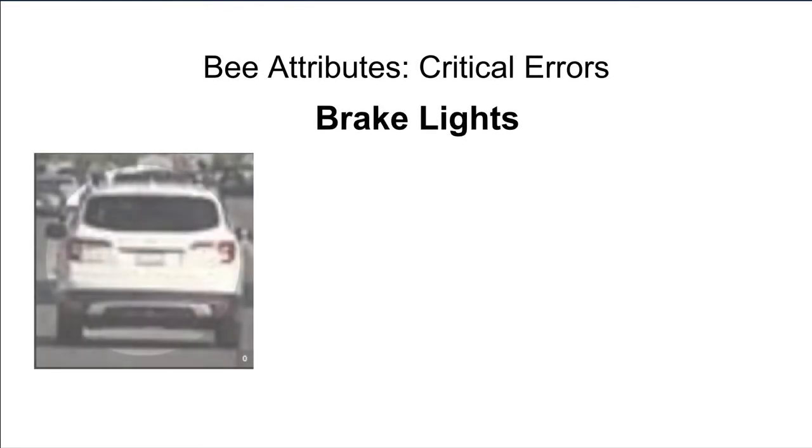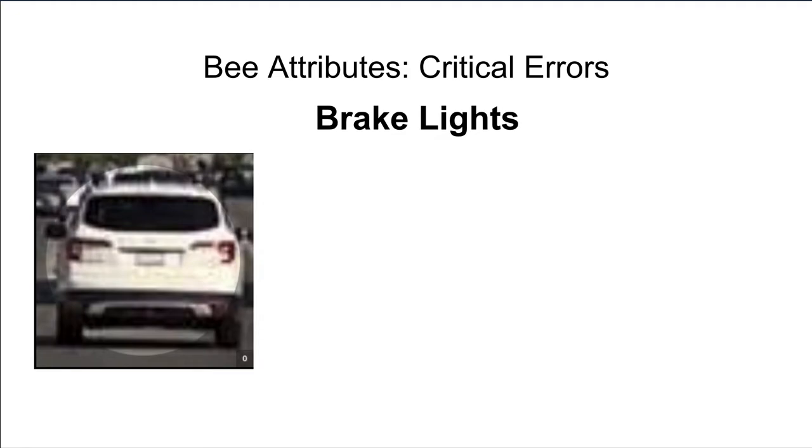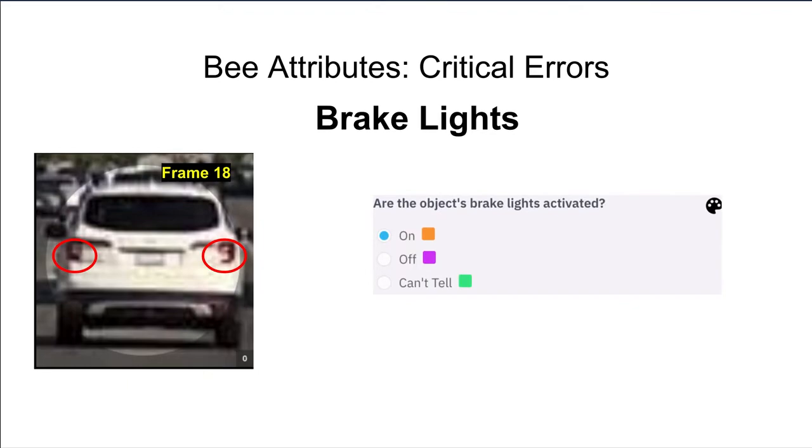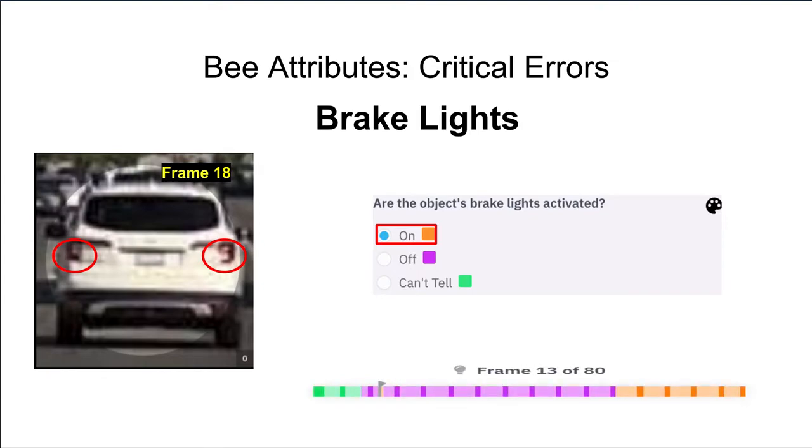So some critical errors with brake lights. If you see a vehicle's brake lights that are not activated, it's a critical mistake to choose that they're on. We clearly see that they're not on. And if on is selected, that's a critical mistake. So it's really important to be very careful. Coloring the cuboid by the attribute really helps in knowing for sure, doing your checks, making sure that the proper attribute is selected.